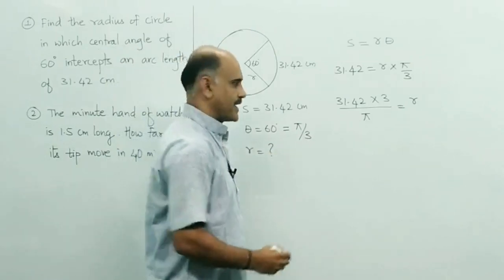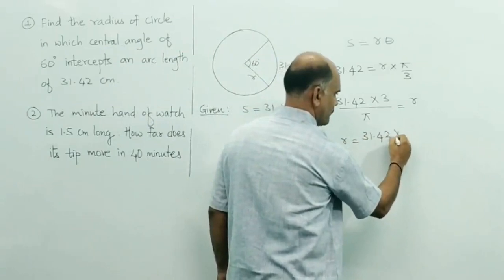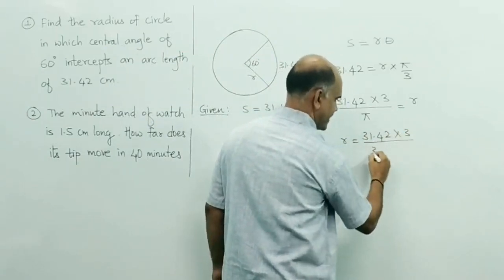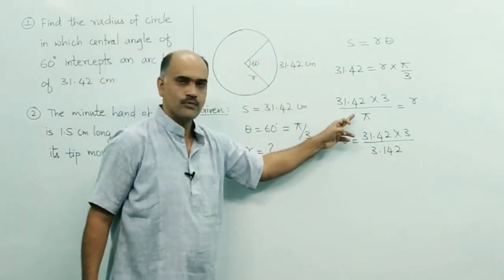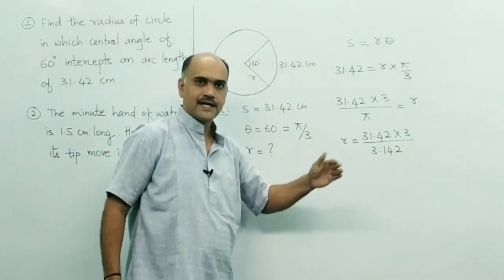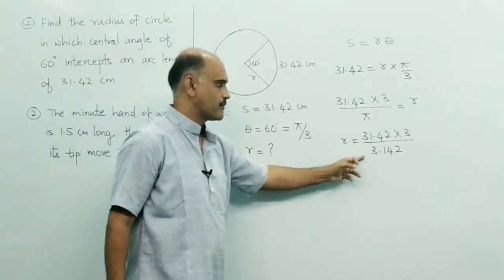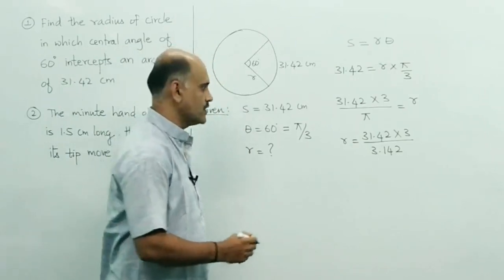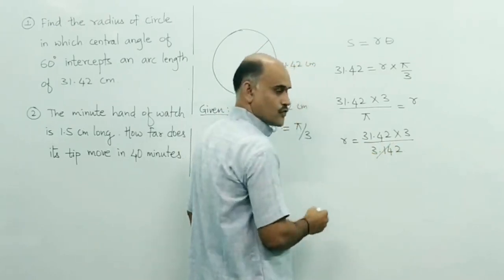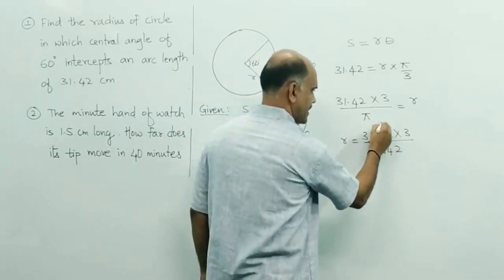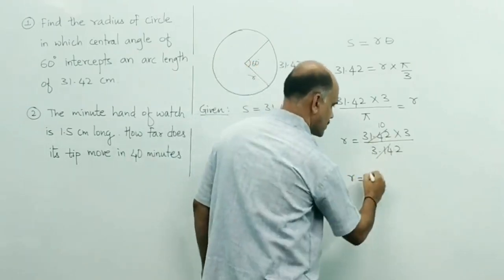Now I will substitute the pi value. So R is equal to 31.42 into 3 divided by 3.142. Pi is 22 by 7, or here we take 3.142. If you divide 22 by 7, you will get 3.142. So now if you observe, this gets cancelled, and this is 10 times 31.42. So R is equal to 10 into 3, 30.